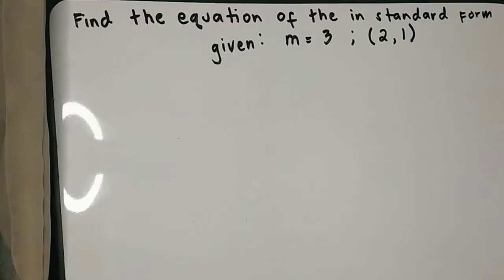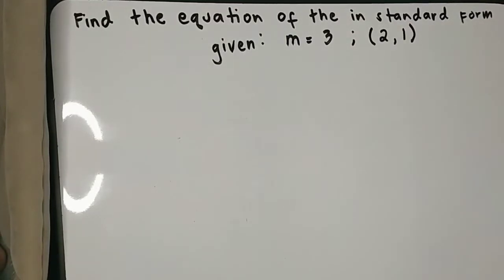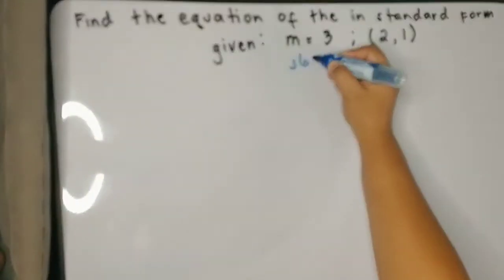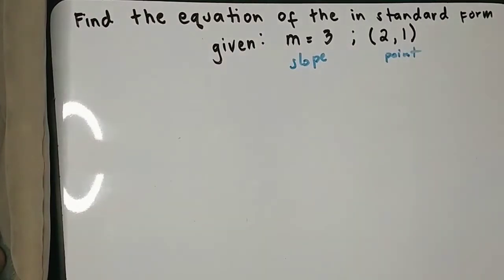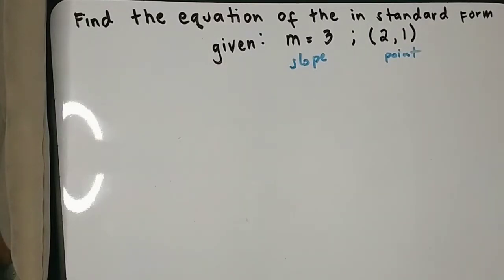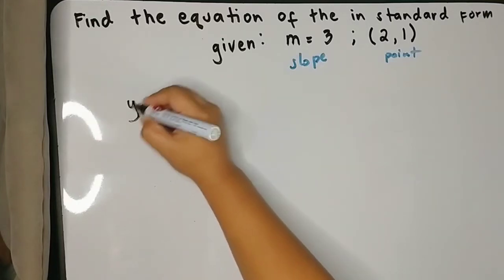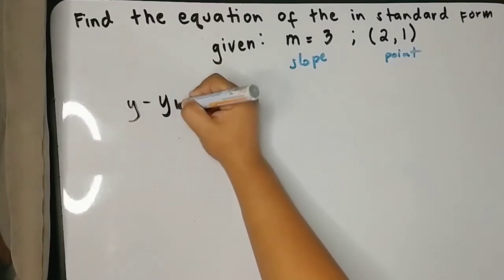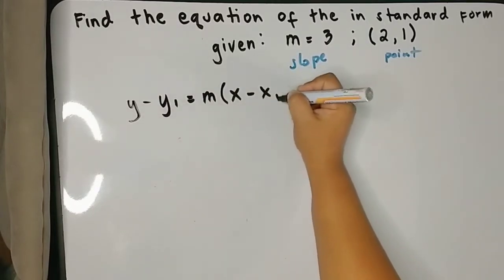So, first again, we're going to identify what is the given. So, we have here the slope and coordinate or a point. Okay? So, this is m. This is the slope. And itong coordinates, this is a point. So, therefore, we're going to use the point slope form. Okay? The formula again is y minus y sub 1 equals m times the quantity of x minus x sub 1.